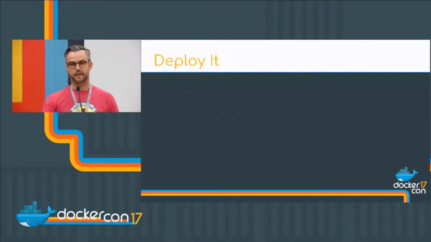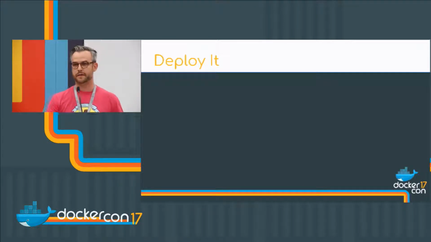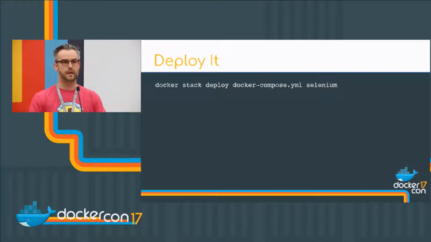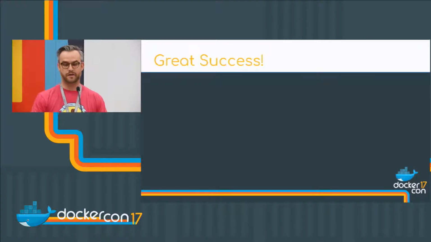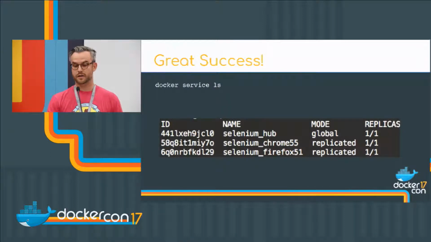So now we want to deploy it and run it against our Selenium grid, Docker Swarm. So using the Docker stack deploy command, we can deploy what we have in our Compose file to a stack called Selenium. So if I run Docker stack deploy, within a few seconds we'll have a node up and running. So if we run Docker service ls, we should see a node and a hub and two nodes running, one for Chrome and one for Firefox.